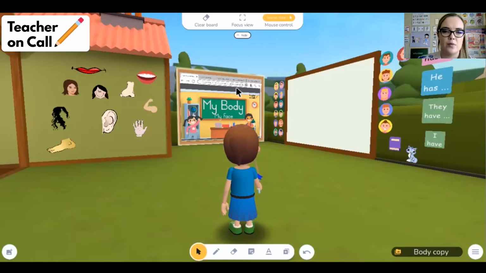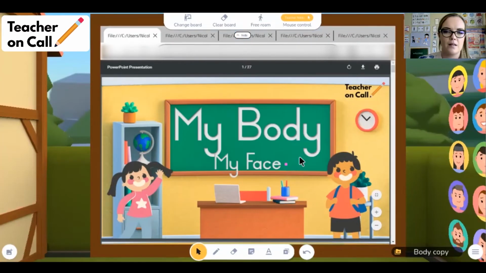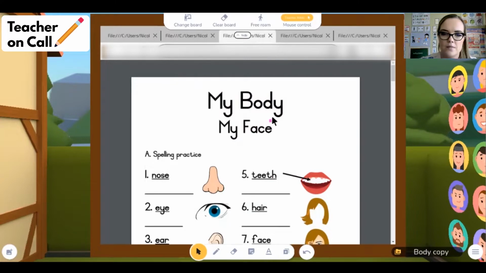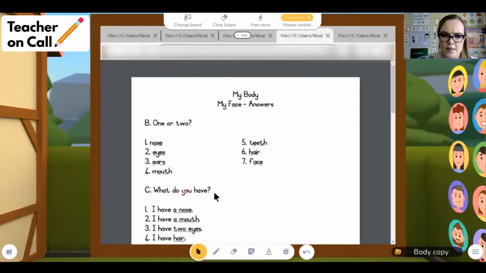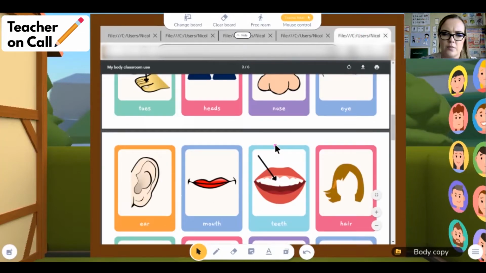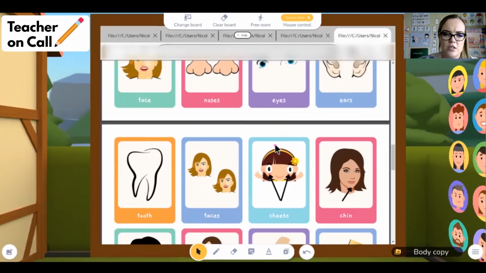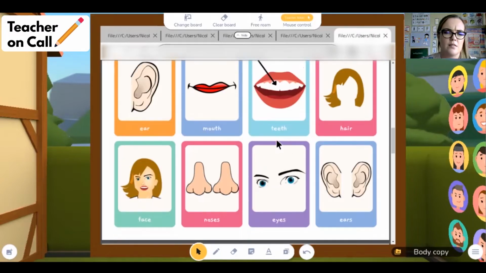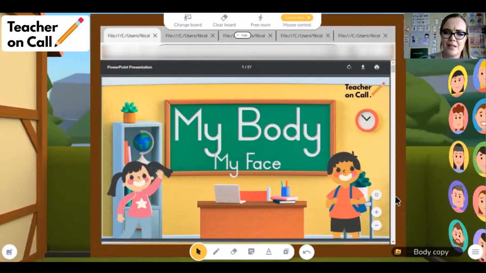Let's walk across to the board. In this lesson you will receive the worksheet with the colored background, or you can use the one without the background. You'll receive the answer sheet and flashcards with the different body parts. These flashcards include all the body parts we cover in the My Body series. To begin with, let's look at my face.